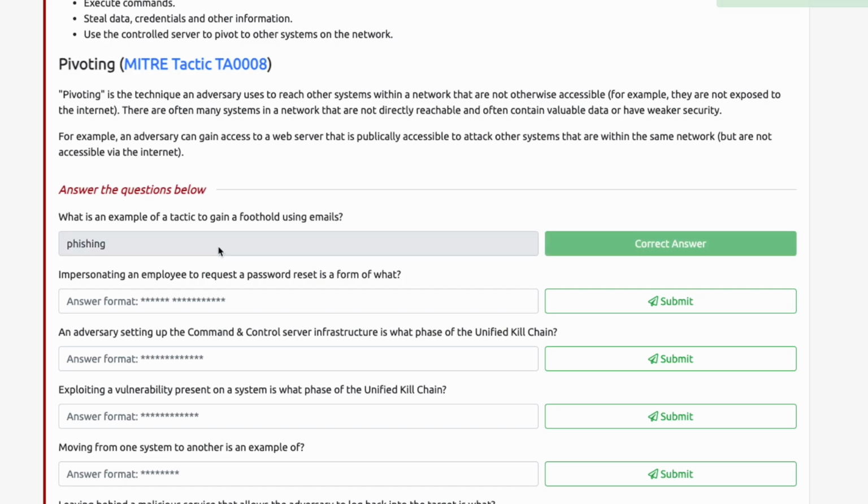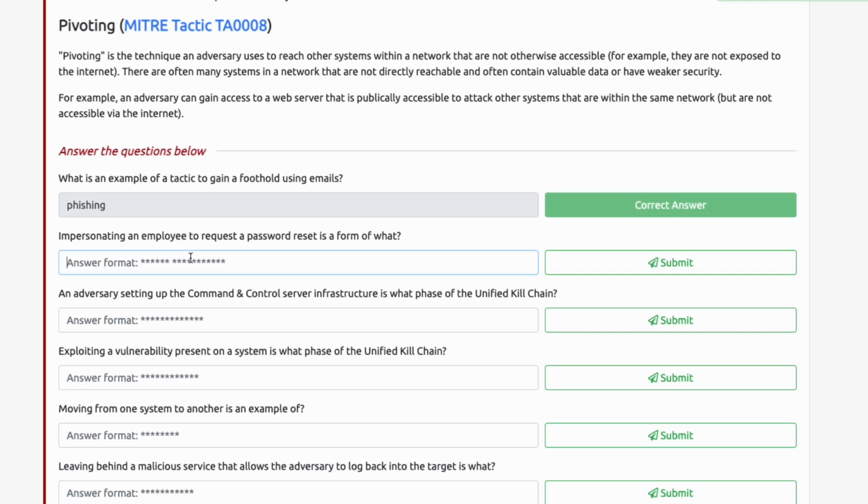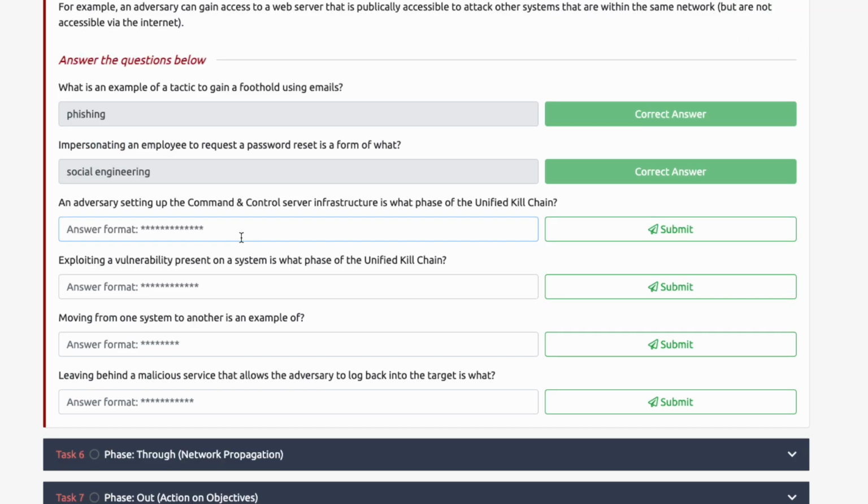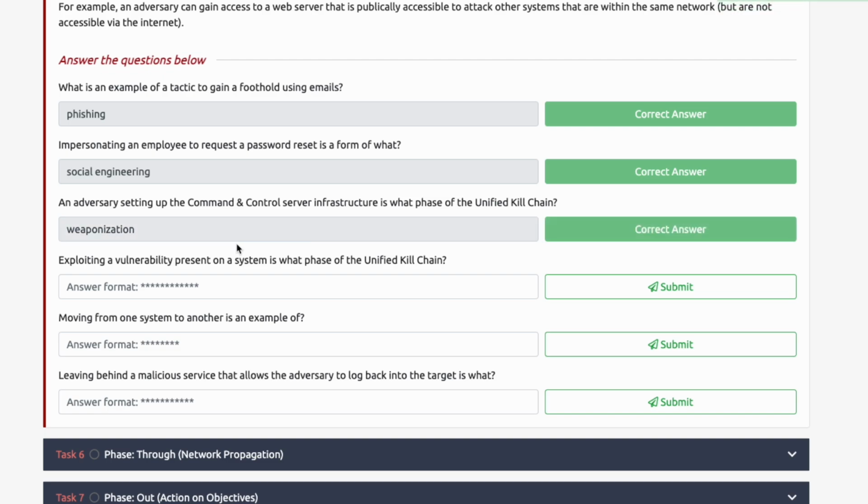Phishing. Impersonating an employee to request a password reset is a form of social engineering. An adversary setting up a command and control server infrastructure is what phase of the unified kill chain? Weaponization. There we go. Okay.